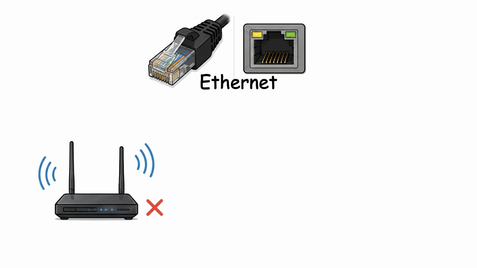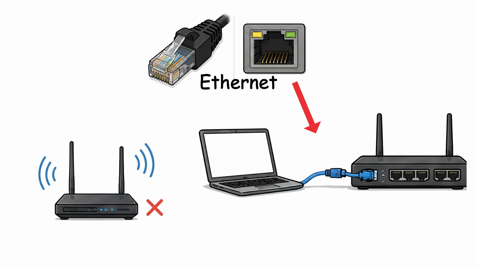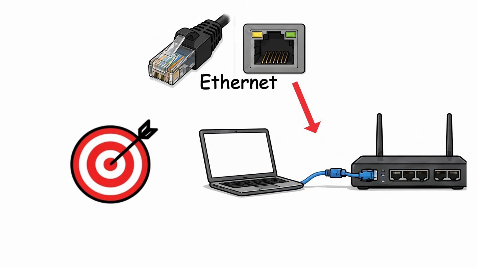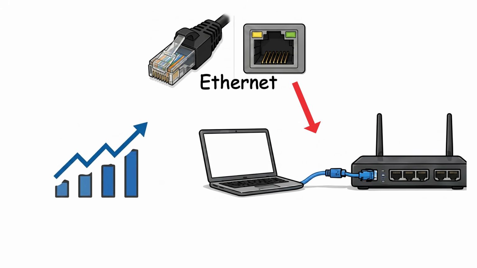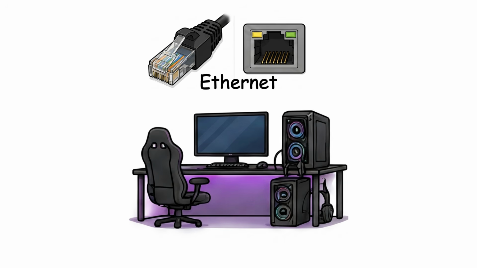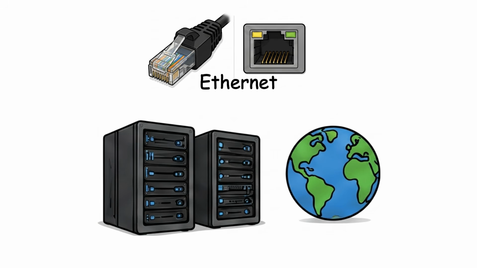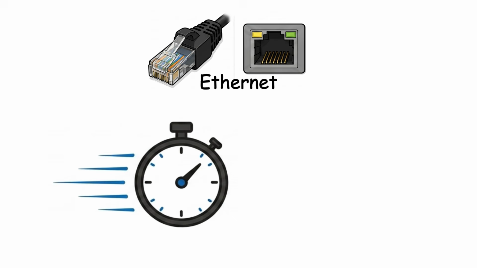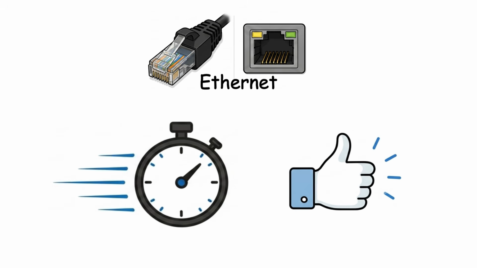Unlike Wi-Fi, Ethernet uses a physical cable to connect your computer directly to a router or network switch. That wired connection makes it more stable, more consistent, and usually faster. That's why you'll still find Ethernet ports in offices, gaming setups, schools, and servers around the world. Whenever speed and reliability matter, Ethernet is often the better choice.